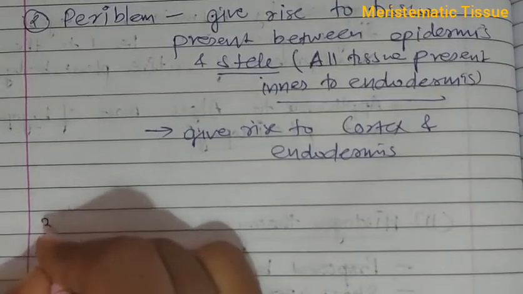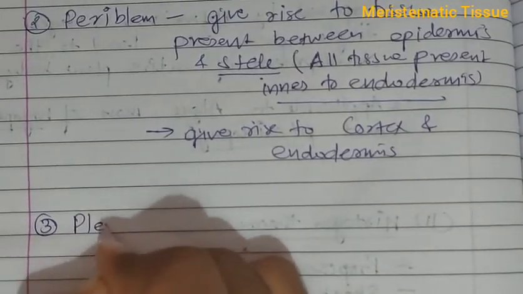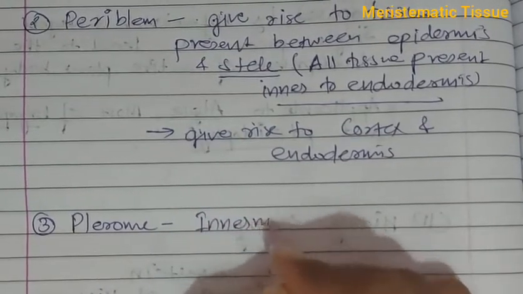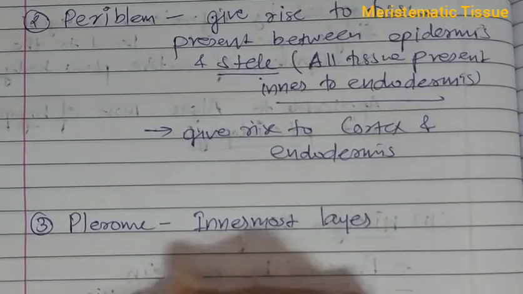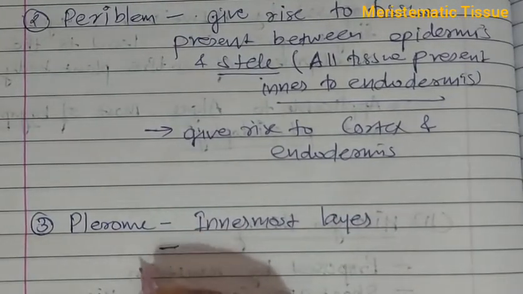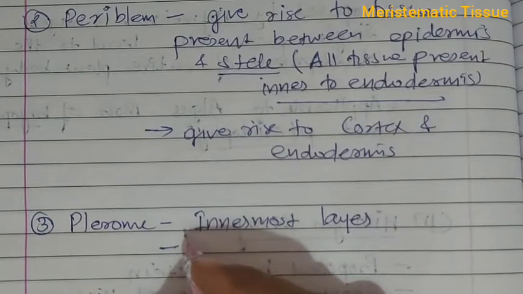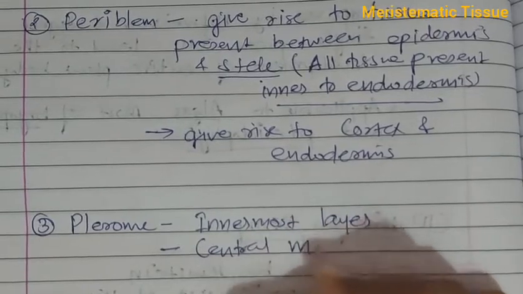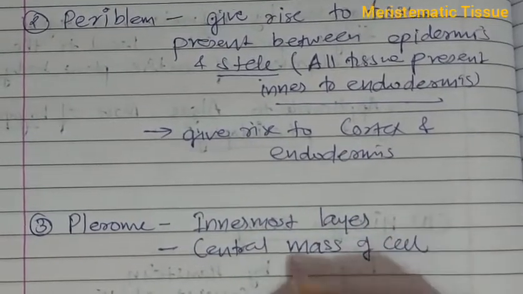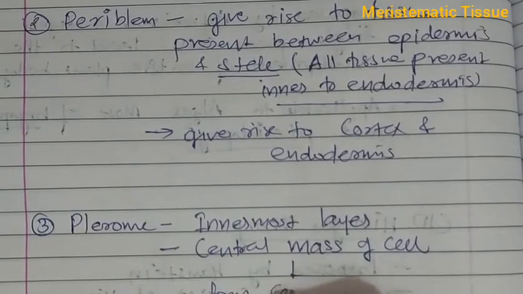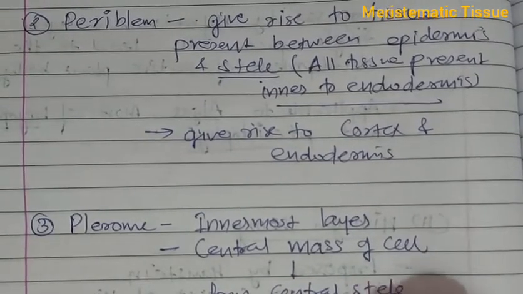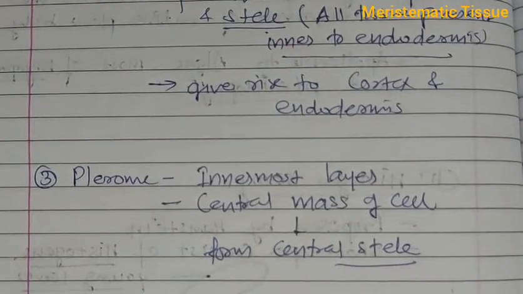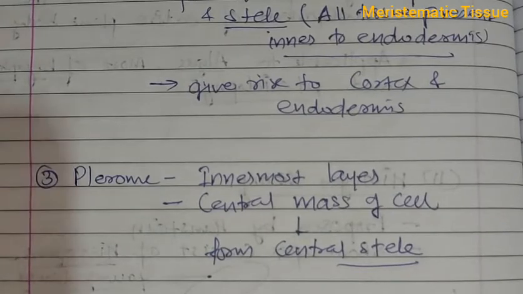And the third is plerome. This plerome is the innermost layer, as we have seen in the diagram, and this forms the central mass of cells which gives rise to the central stele. Okay, so these are the three layers which form the whole plant body, and this is the histogen theory.